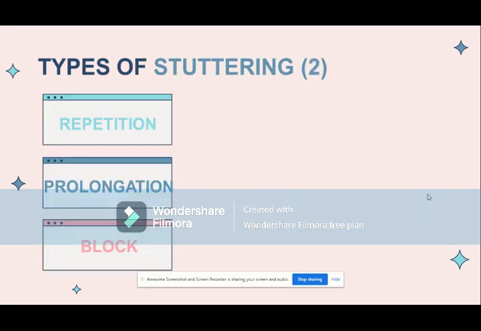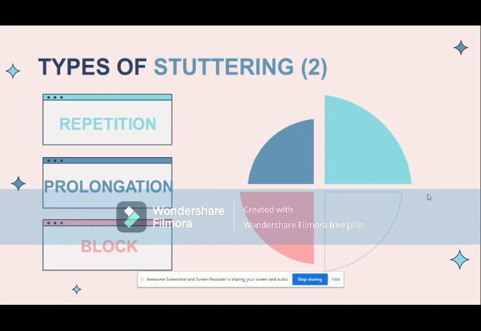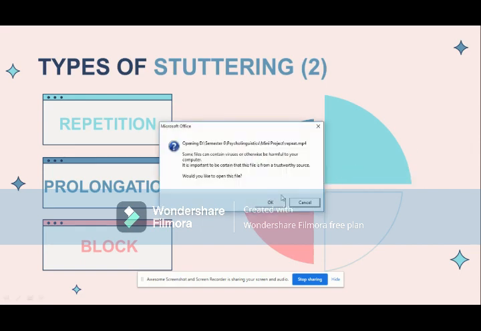And the second part, I have the types of stuttering too, but this is like the sounds of stuttering. We have three kinds of sounds of stuttering. The first is repetition. Repetition is where you repeat a sound or even a whole word or phrase over and over. And here I have an example of it in the video.